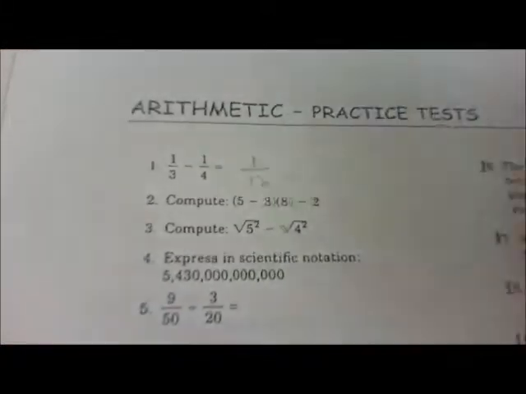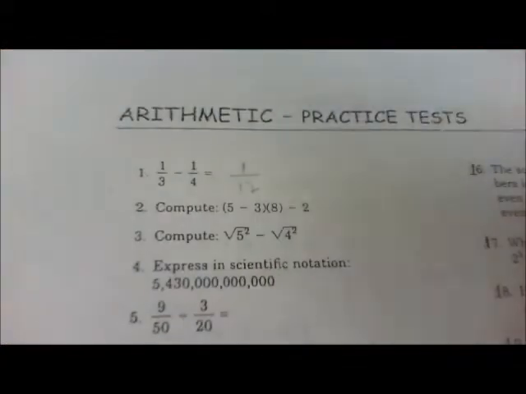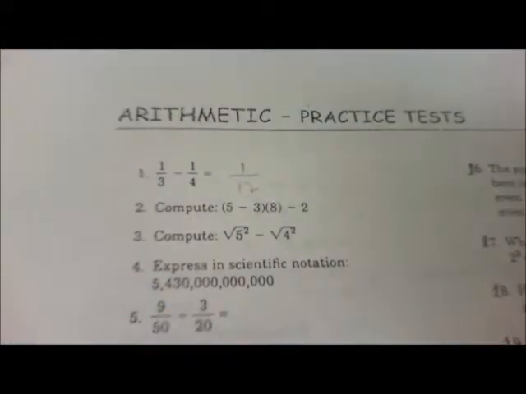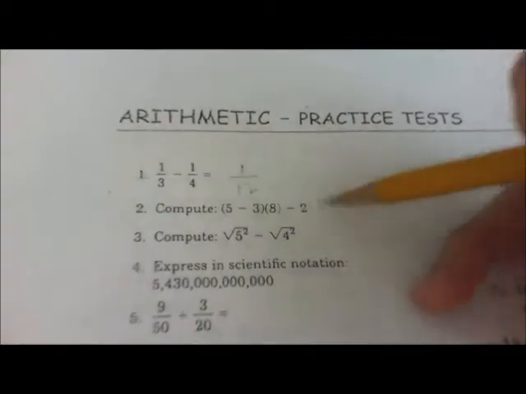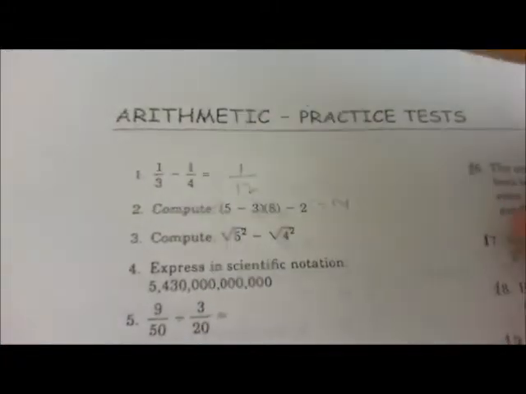So number 2. Compute 5 minus 3 times 8 minus 2. So it's very easy. 5 minus 3 is 2. Right? So 16 minus 2 is 14. Or you can get 8 minus 1 first, then times 2.